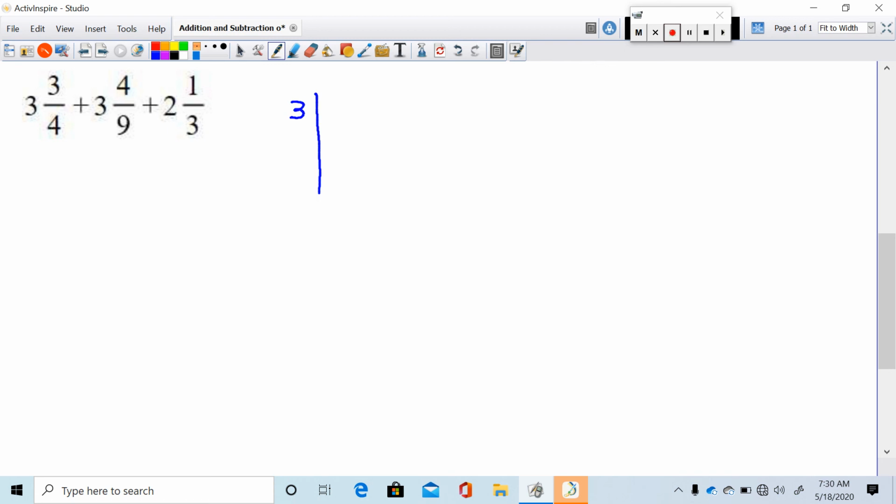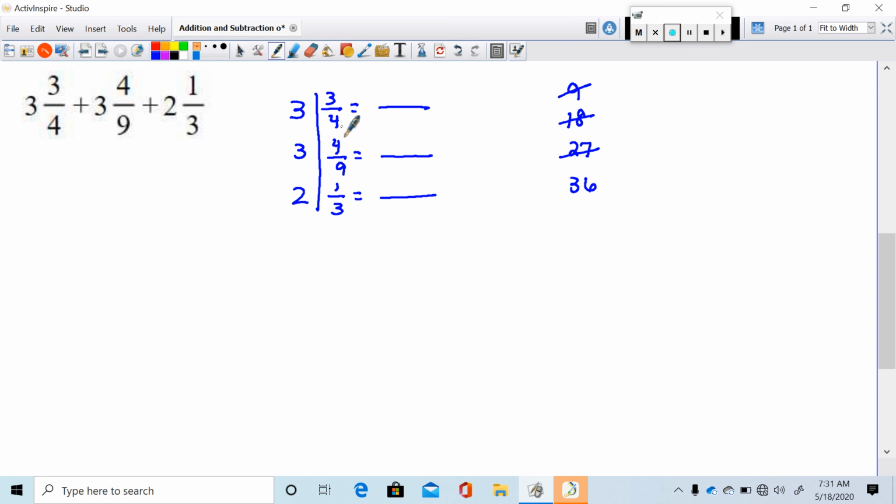This next one, I have 3 and 3/4. I have 3 and 4/9. And I have 2 and 1/3. And again, everything's positive, so we're just going to be adding along the way. Okay, the biggest number is 9. You cannot do 9 divided by 4. That doesn't work. So it's not 9, so add it to itself. 9 plus 9 is 18. 18 divided by 4, can't do that. Add 9 again. 18 plus 9 is 27. 27 divided by 4, you can't do that. Add 9 again, 36. 36 divided by 4, yes. 36 divided by 9, yes. 36 divided by 3, yes. 36 is the one that works for all of them.